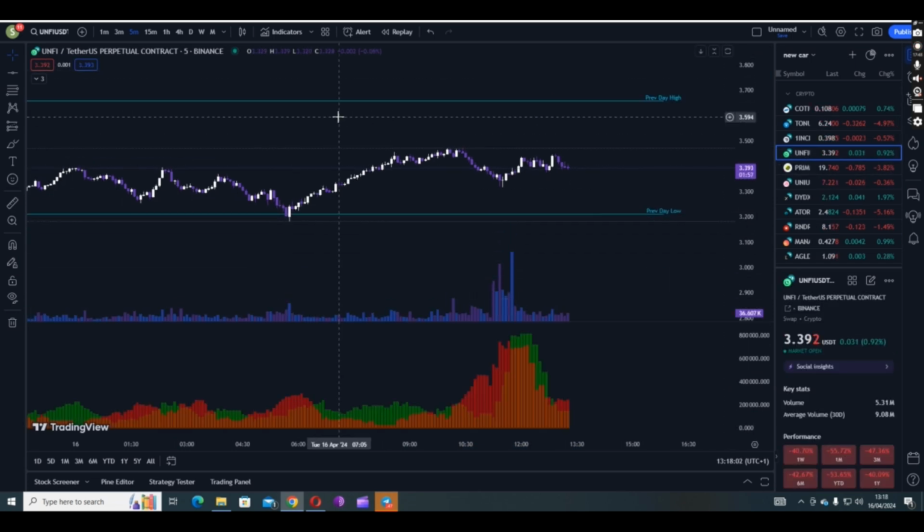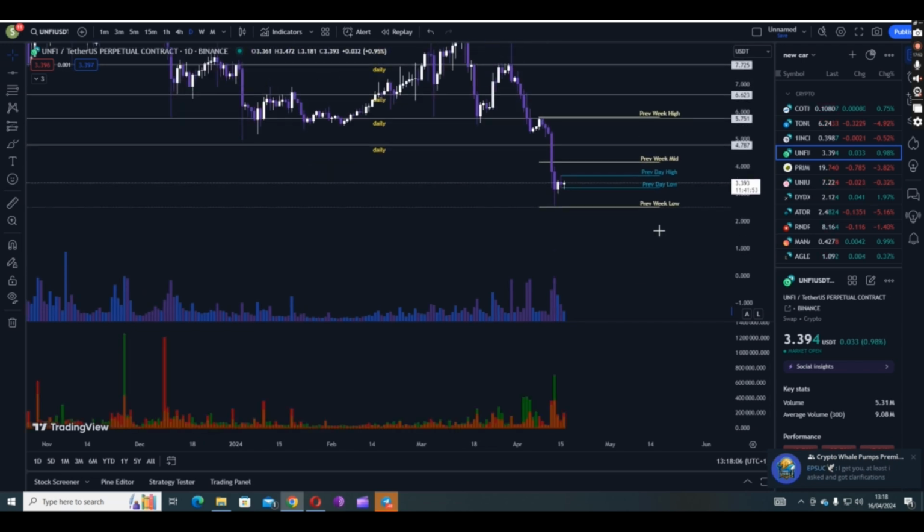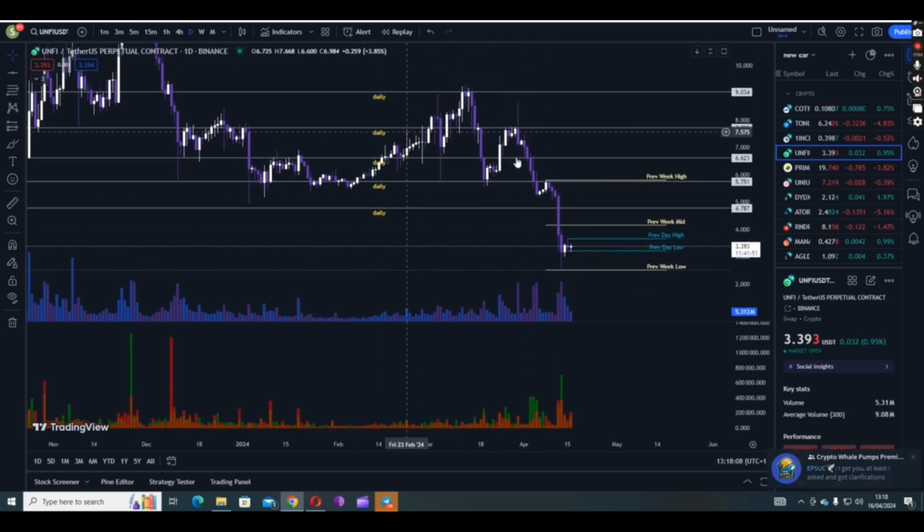So I'm going to go to a blank chart. I don't know if this is a blank chart or not. No, I've got daily levels marked out on that as well.